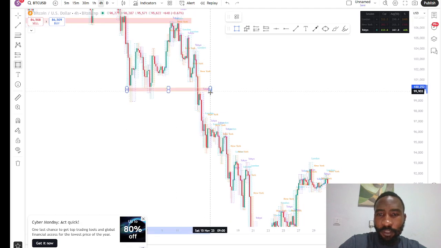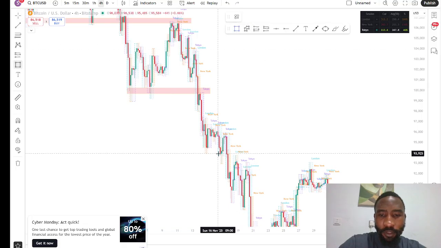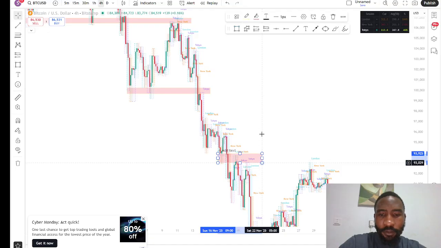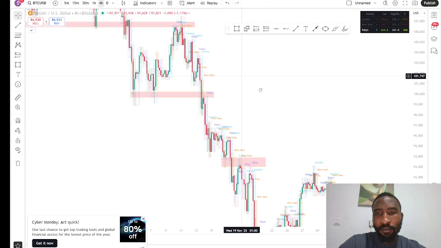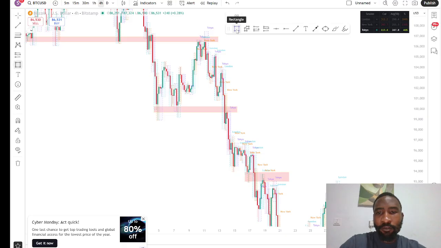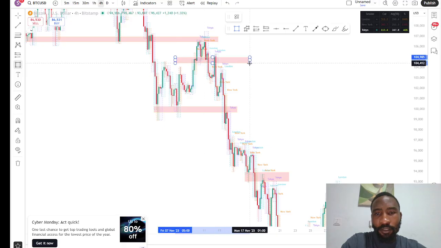Area of interest, right? Area of interest. This can serve as our area of interest too. This area can serve as our area of interest too. And this area can serve as our area of interest.